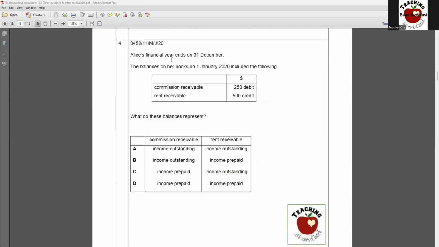Question number 4. The balance of a book on first, this is the beginning. What does this balance represent? Debit is a current asset. Credit is a current liability. These are both also income accounts. Income owing is an asset. Income prepaid is a liability. So commission received, income outstanding. Whereas rent receivable, which is a prepaid, so income prepaid. So the answer is B.